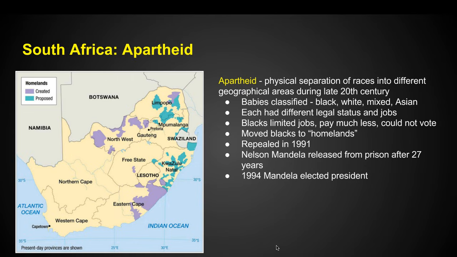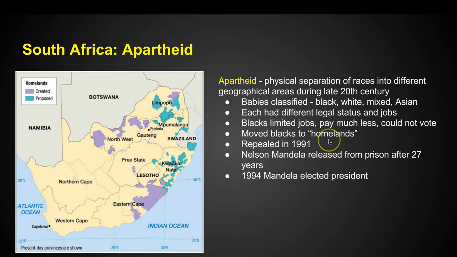We look specifically at the country of South Africa and how they went through the enormous issue of apartheid. This is where you had the physical separation of races into different geographical areas during the late 20th century. What they did is they classified babies from black, white, mixed, and Asian. And they said that each race had a different legal status and job. Pretty much they eliminated black jobs completely. They paid them way less. They limited their jobs, and they could not vote. So they really took a lot of the power completely away from the black population.